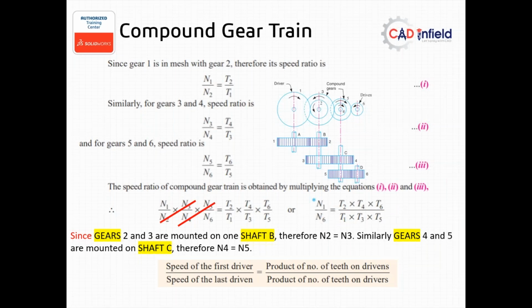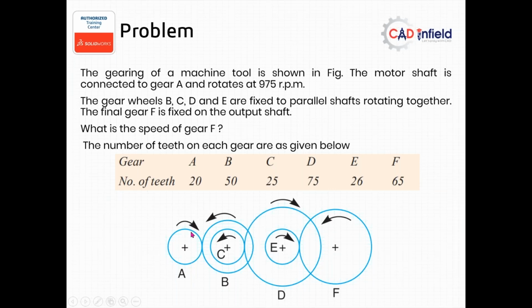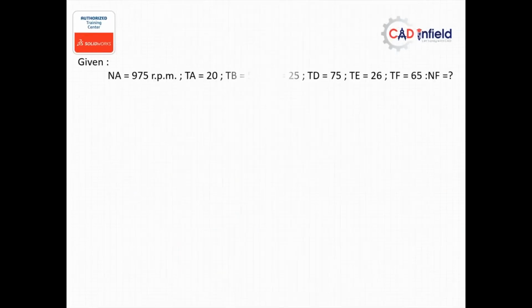Which one is the easiest? Arrowhead divided by arrow tail. But you need to draw the freehand diagram for this. And if you know how to draw the freehand diagram, then here is the problem. We have A which runs at 20, and B and C are on the same shaft. B has 50 teeth, C has 25 teeth, D has 75 teeth, E has 26 teeth, F has 65 teeth. So it is very easy. A is my driving, F is my driven. Let us draw the diagram accordingly.